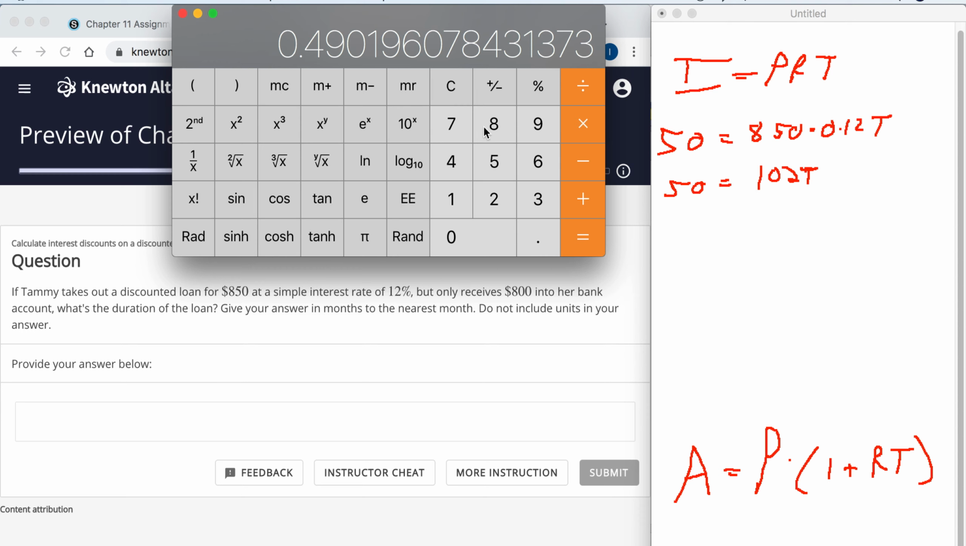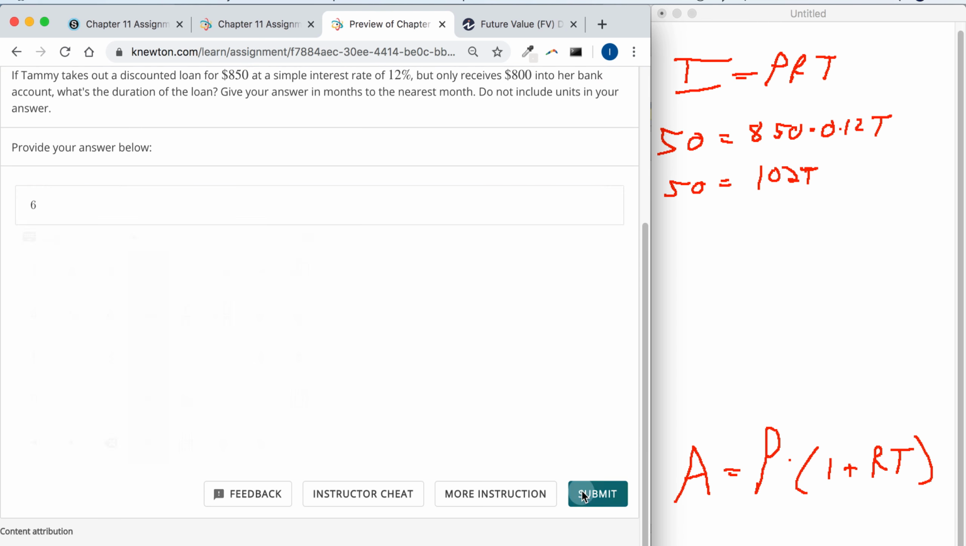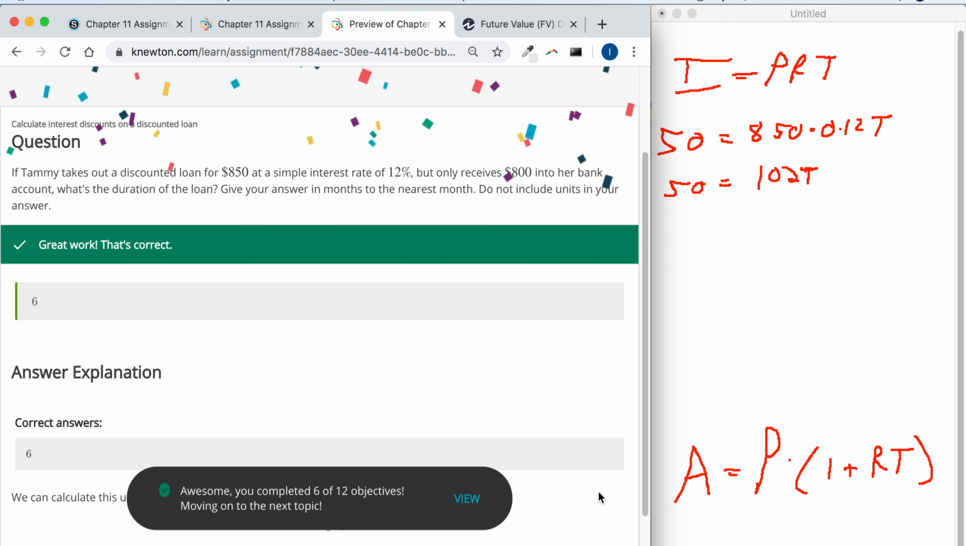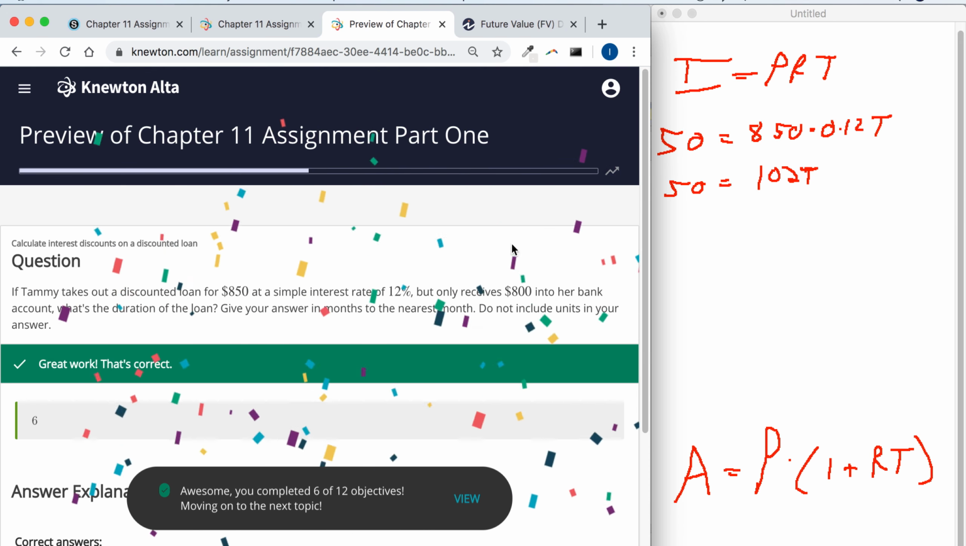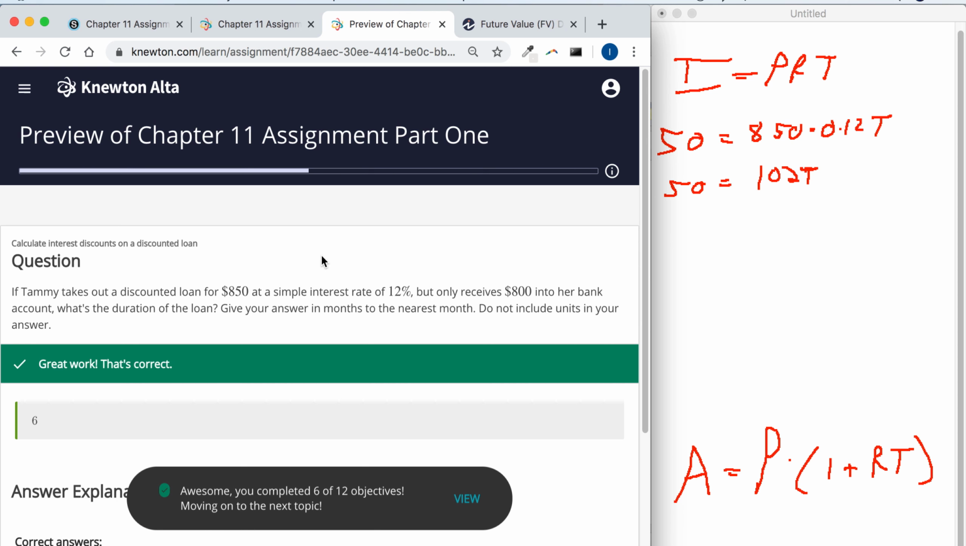Give your answer in months to the nearest month. So this is in years, so just multiply that by 12 for 12 months in the year. So it's 5.88 months. The nearest month that they're asking for is 6 months. Okay. I'll try to go back and get another interest discount one because we haven't used this equation yet.